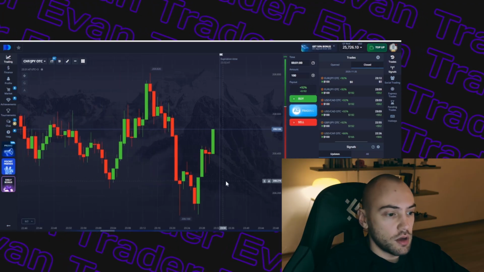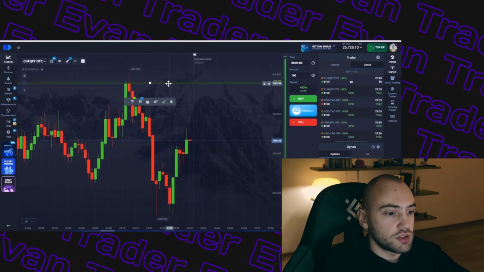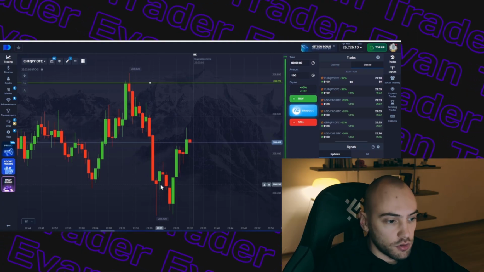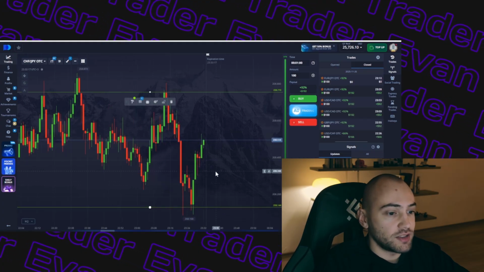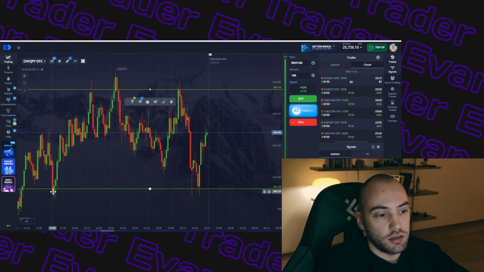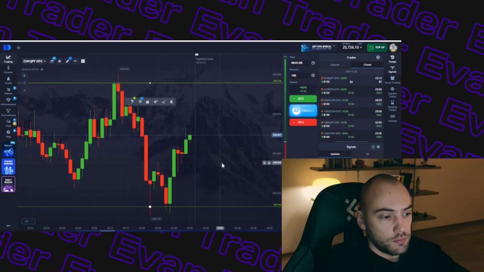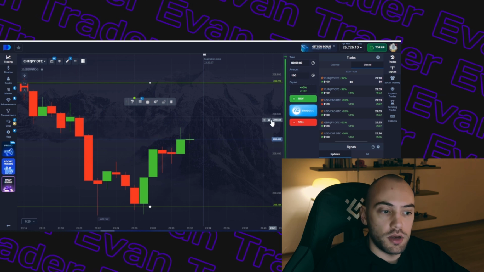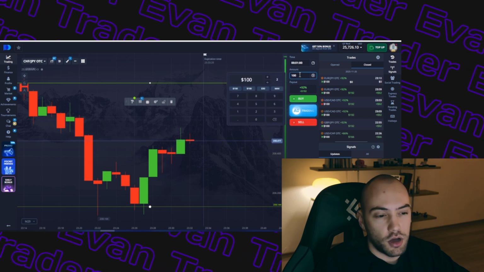Let's draw a resistance level. So when the price reached this level, it sharply dropped back. We'll also mark the lowest level right now. This is where the price touched and even went slightly below this level. I think I'll open a buy here. I'll go for a 1 minute expiry at an amount of $100.